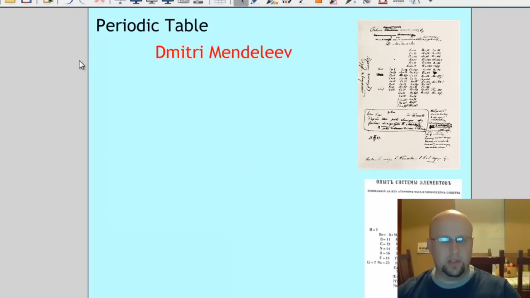Okay, so here's the first real periodic table. It's developed by a Russian guy named Mendeleev. Mendeleev is usually the way his name is pronounced. He's a Russian scientist. We're talking about 1869 here.